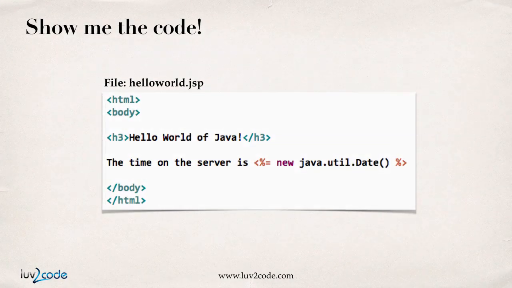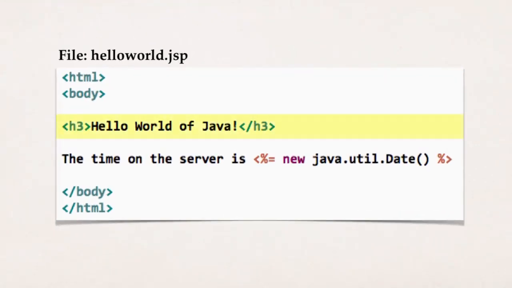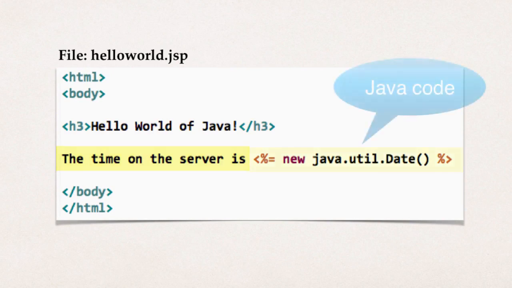All right, so you're probably wondering, hey, show me the code. So here's an example of code, a very basic Hello World program. Again, remember, a JSP file is simply an HTML page with a small bit of Java code sprinkled in. So here we have our body, H3, Hello World of Java, and then the time on the server is, and right here, this is where we have Java code.